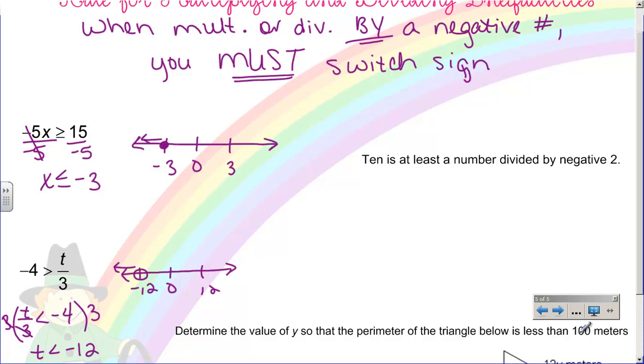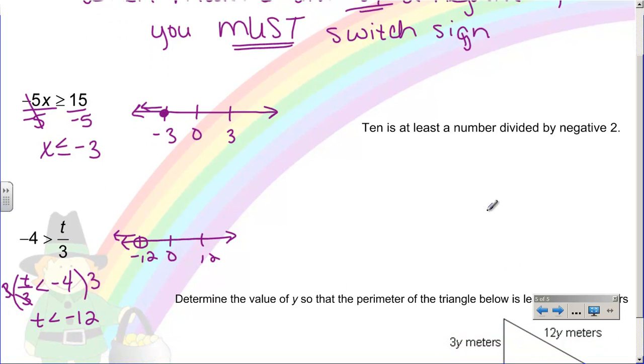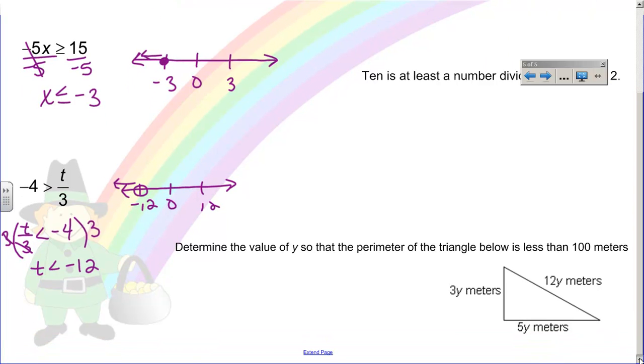So let's do a couple of word problems really quick just to make sure we get the point. So the first one, I actually want to skip down here to the triangle one because I really want to make sure I get this one in. You're asked to determine the value of y so the perimeter of this triangle is less than 100 meters. Perimeter means add all the sides. 3 plus 5 is 8 plus 12 is 20. y has to be less than 100. And you would solve that by dividing both sides by 20. I don't have any negatives, so it just says y is less than 5. And that's the answer. So that is solving inequalities one step.